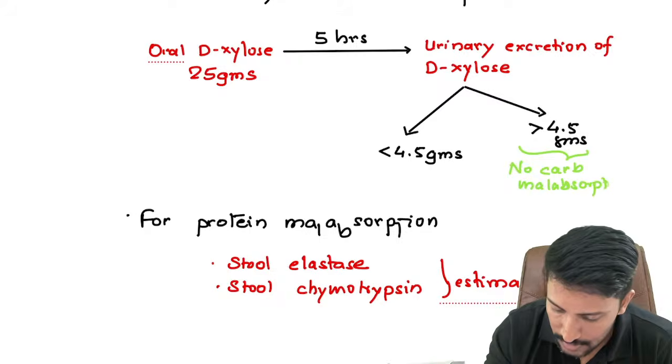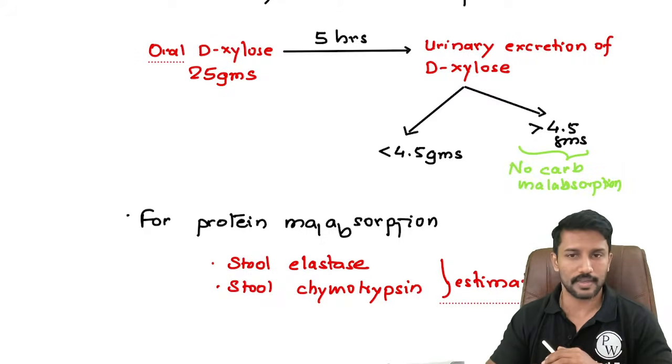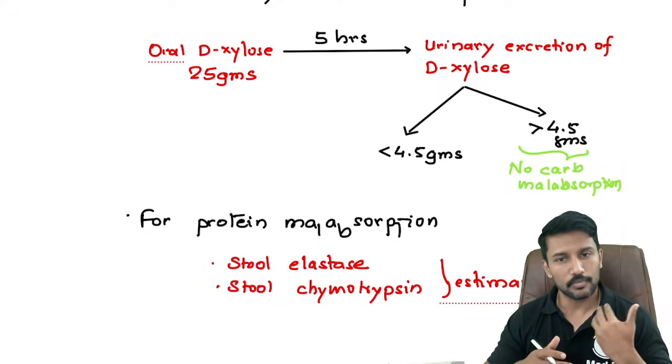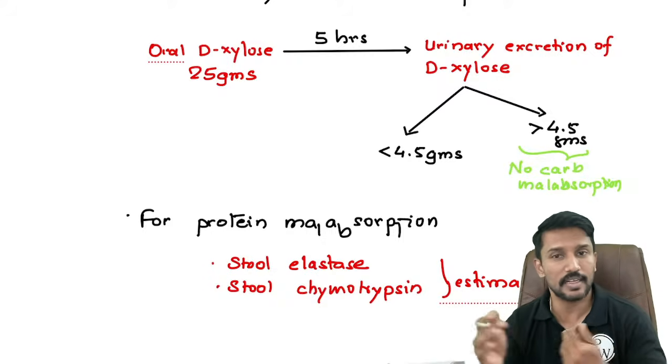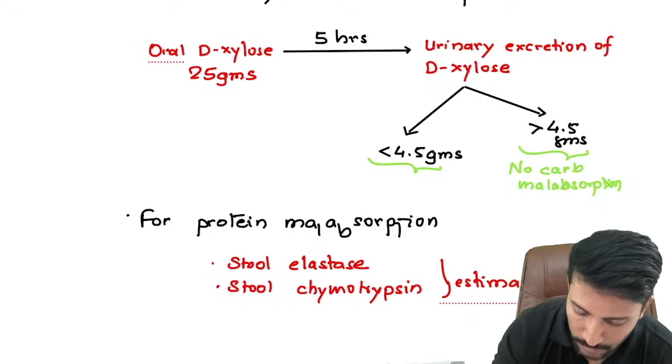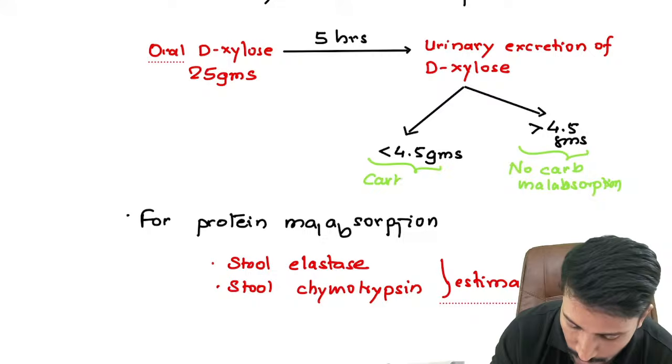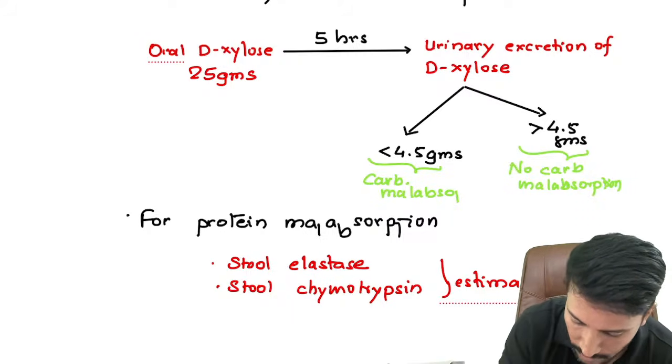But if my kidneys are excreting less than 4.5 grams, what does that mean? I did not absorb much. That's why my kidneys are not excreting much. So if the excretion is less than 4.5 grams, it is suggestive of carbohydrate malabsorption.